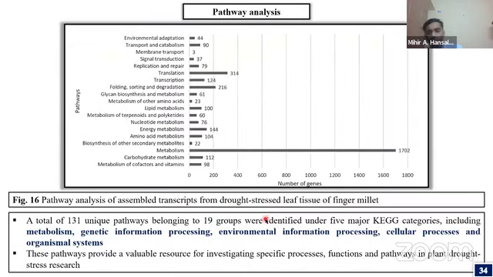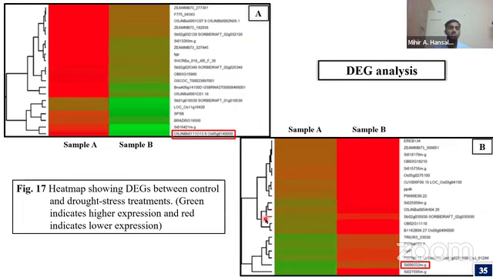Then they did the KEGG analysis of the finger millet. Then it shows a total of 131 unique pathways belonging to 19 groups were identified under 5 major categories. And these pathways provide valuable resources for investigating specific processes, functions, and pathways in plant drought stress research.